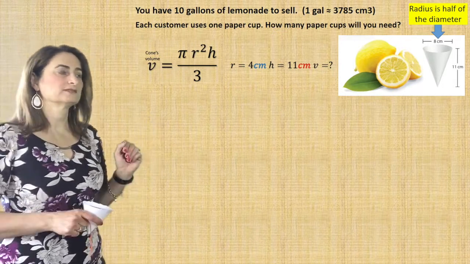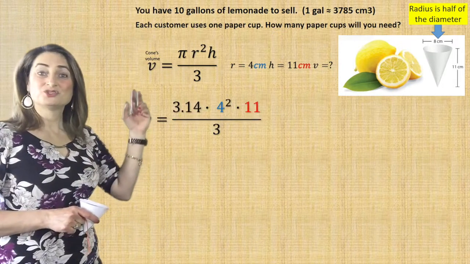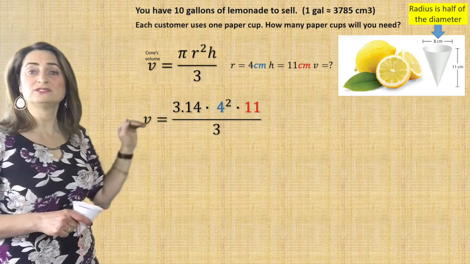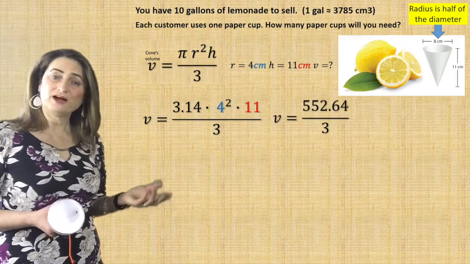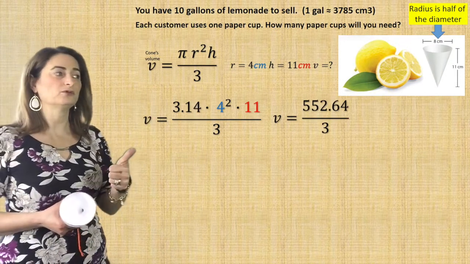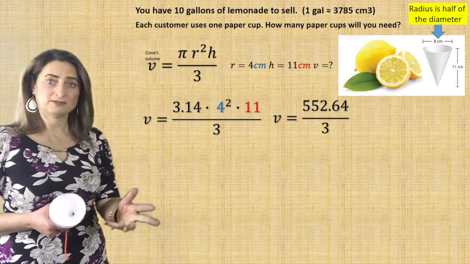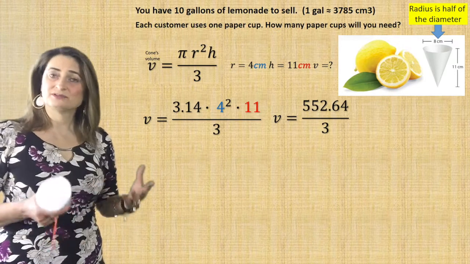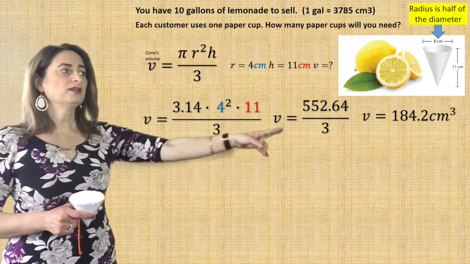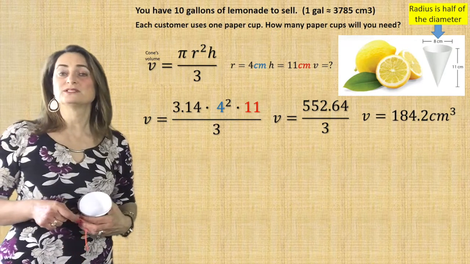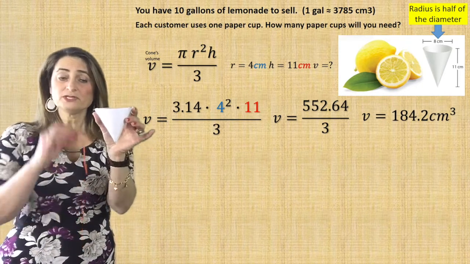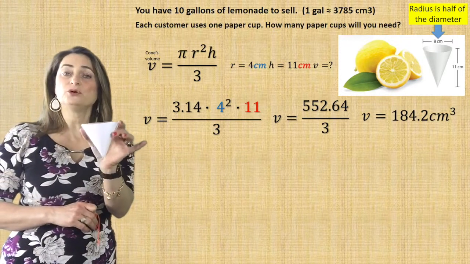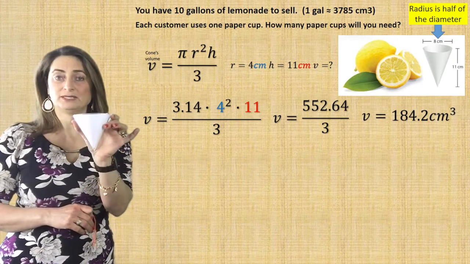To find the volume now, substitute all the numbers you know right now. So the pi is 3.14, the radius is 4, but you need to square it, and the height is 11, all divided by 3. Now simplify by multiplying everything on the numerator. 3.14 times 4 times 4 times 11 is 552.64, all divided by 3. Simplify again by dividing the numbers. You got the volume is 184.2 cubic centimeter. So one cup, if you fill it to the top, will only take 184.2 cubic centimeter of lemonade.